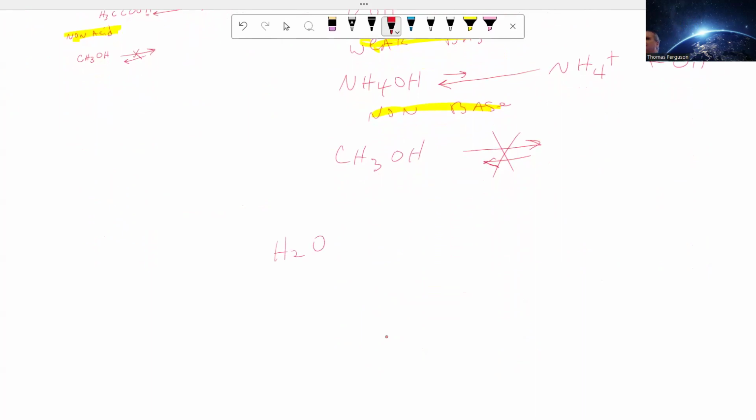H2O. Most common compound on the earth, and it is both an acid and a base. So an H will come off and an OH will come off. Not very much, but it happens. So if we redraw H2O as H like that, we end up with that, because it's both an acid and a base.